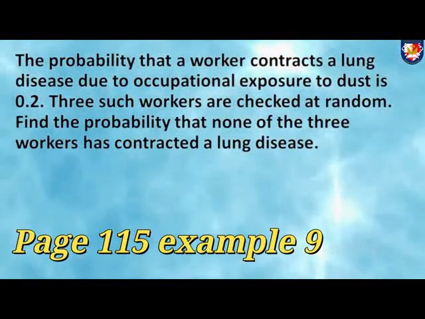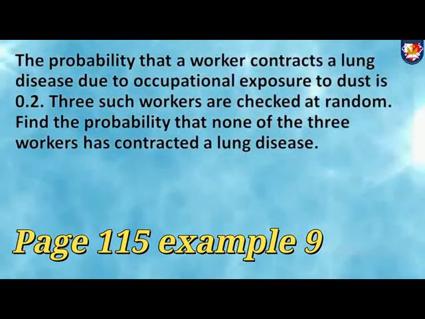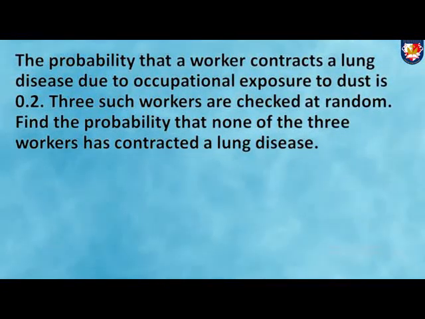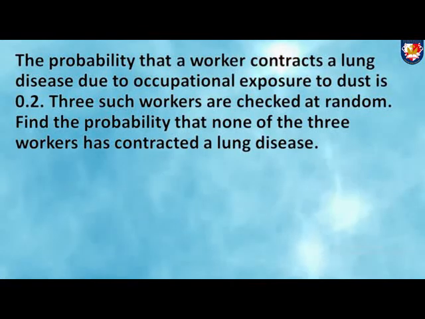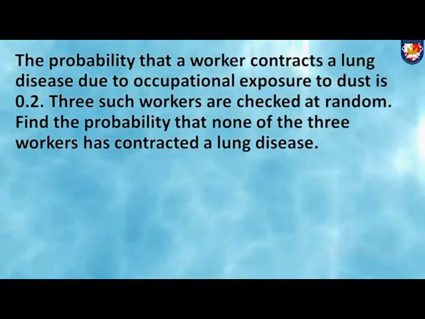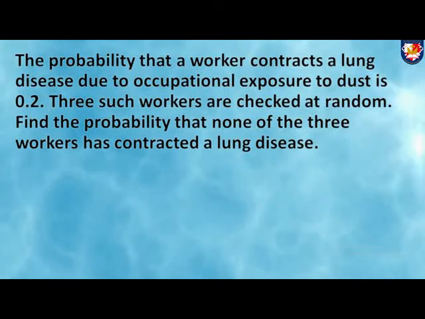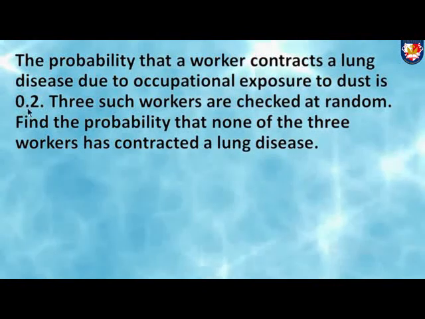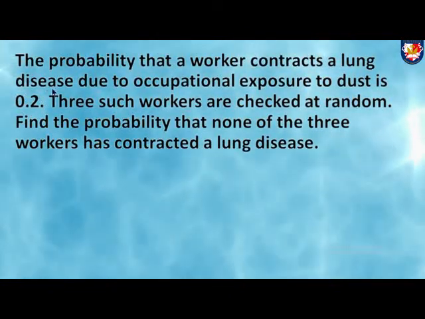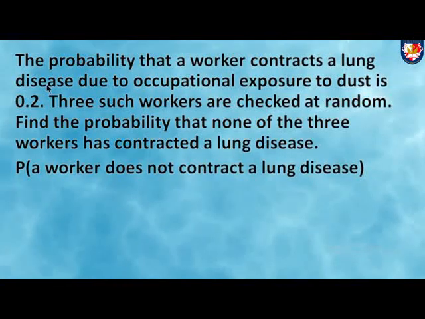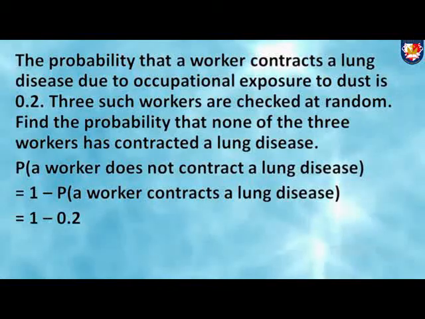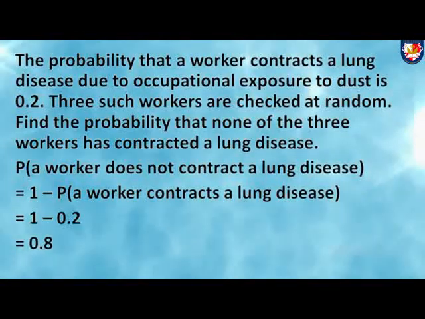Next example. The probability that a worker contracts a lung disease due to occupational exposure to dust is 0.2. 3 such workers are checked at random. Find the probability that none of the 3 workers has contracted a lung disease. If the probability that a worker contracts a lung disease is 0.2, the probability the worker does not contract a lung disease is 1 minus 0.2, equal to 0.8.